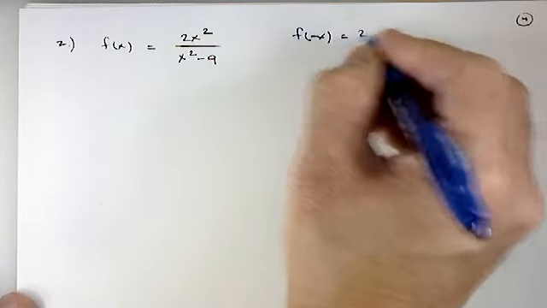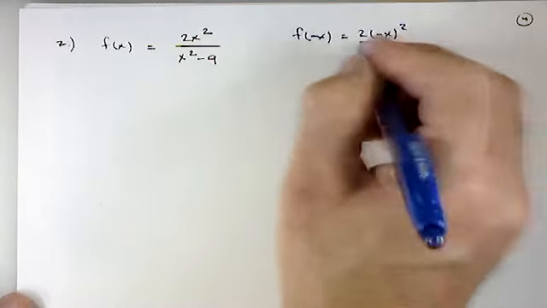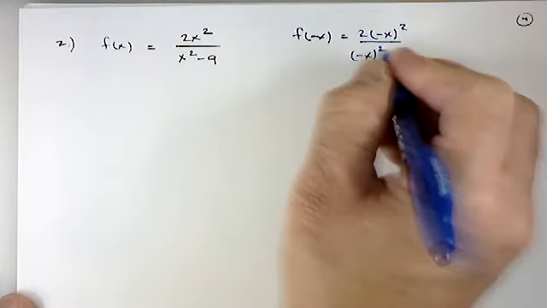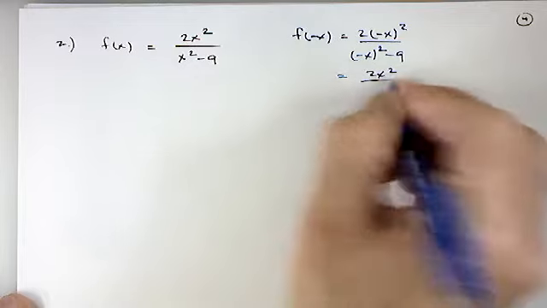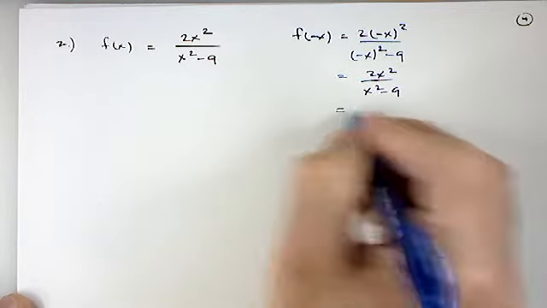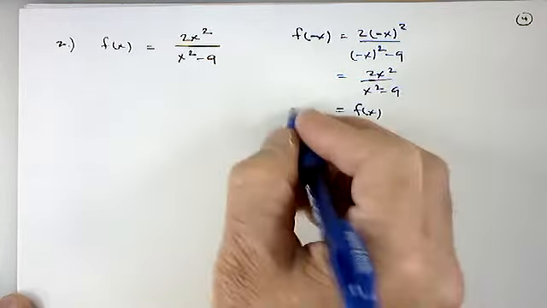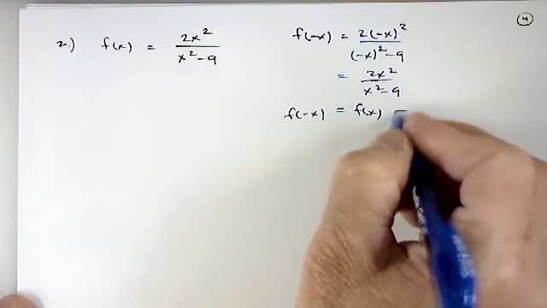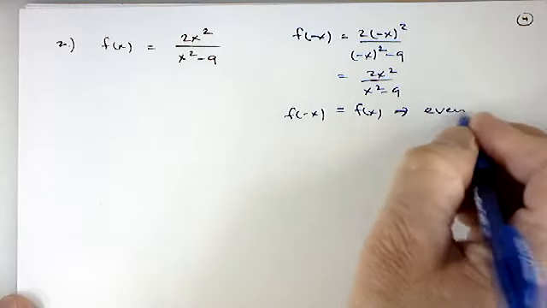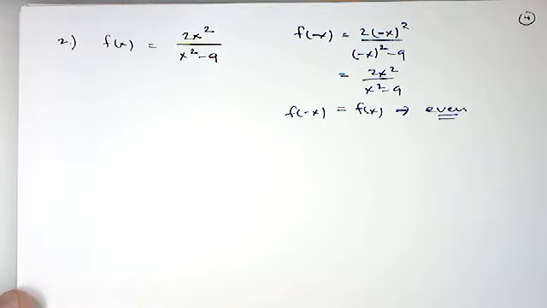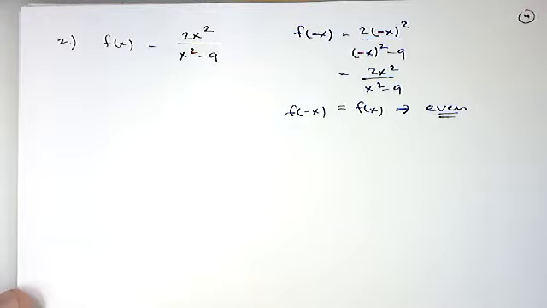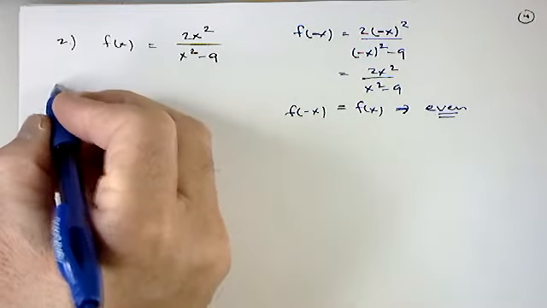f of negative x is going to be 2 times negative x squared over negative x squared minus 9, which is exactly the same. That's 2x squared over x squared minus 9, which is my original function. So we can conclude this is an even function. That might be useful when we're drawing the graph. We know it's going to have symmetry about the y-axis.